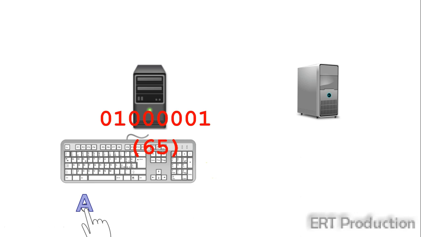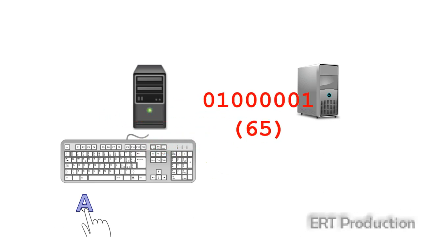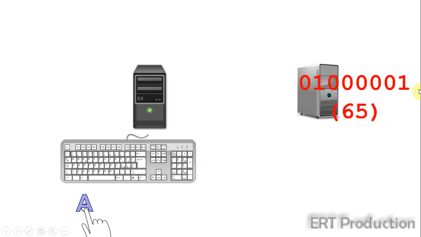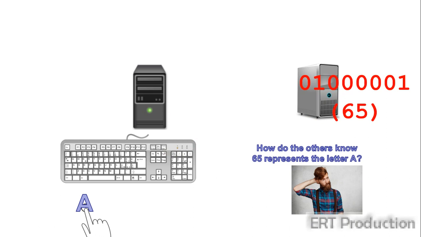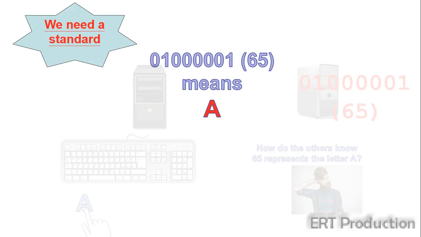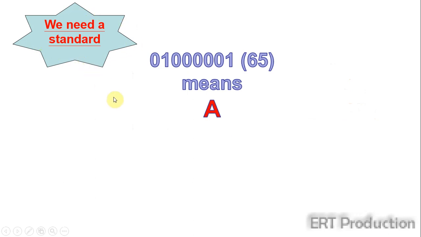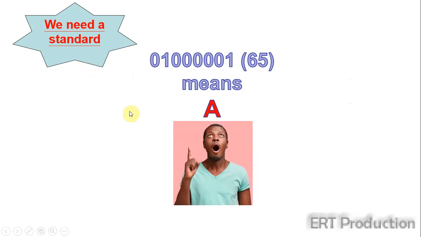Now, when you transfer the letter from one computer to another computer, it actually sends this bunch of bits to the other computer. Here's another question. How does the other computer know that this bunch of bits represents the English character A? The answer is that we need a common encoding method or standard so that everyone knows that under this standard, the number 65 or the bit pattern 01000001 means the character A.